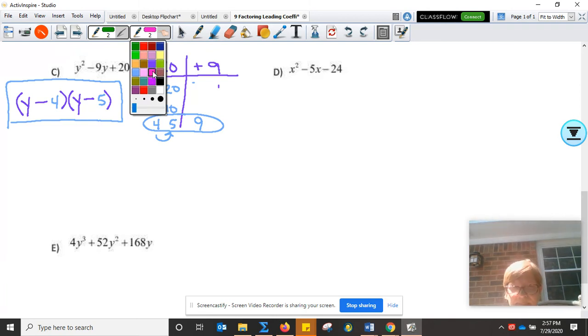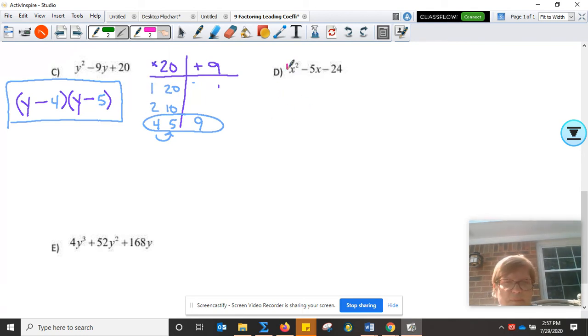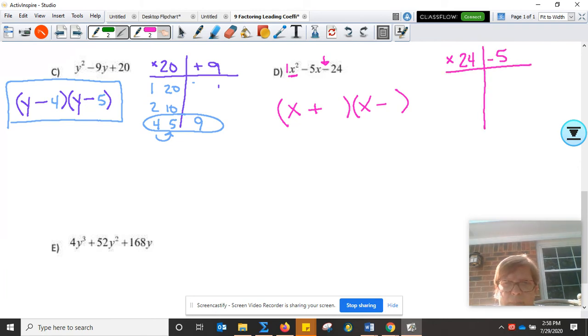All right. So for D, check for a GCF. No, we don't have one, because our leading coefficient is 1 and all terms don't have a variable. Since this last sign is minus 24, you know that your signs are going to be plus and minus. Since that's x squared, I'm going to drop an x right here and here. All right, so we want two numbers that multiply to give us 24. And since the signs are opposite, we're subtracting to get 5.